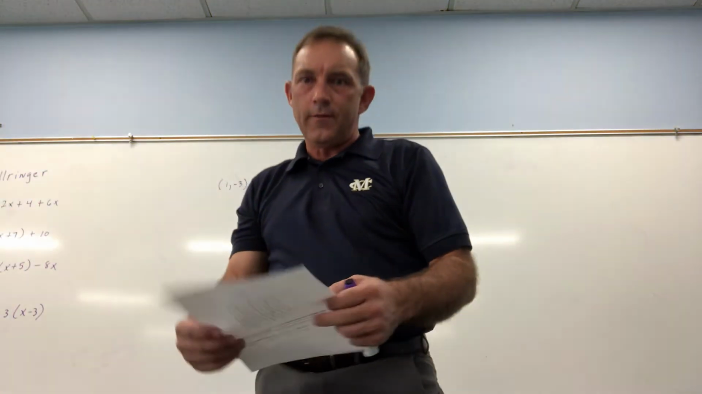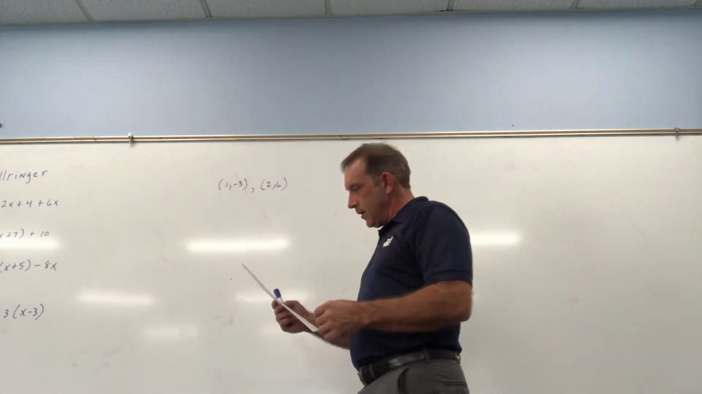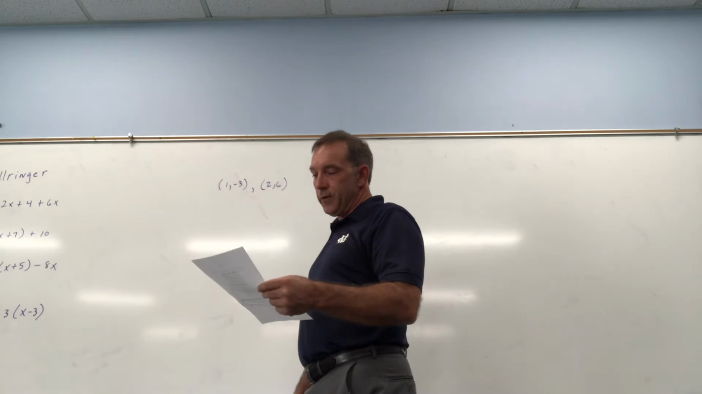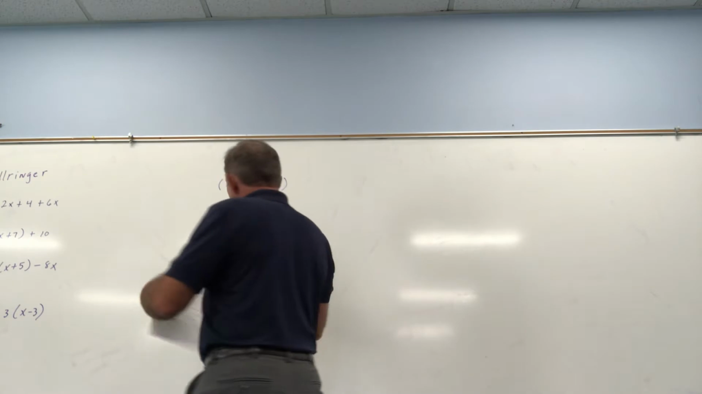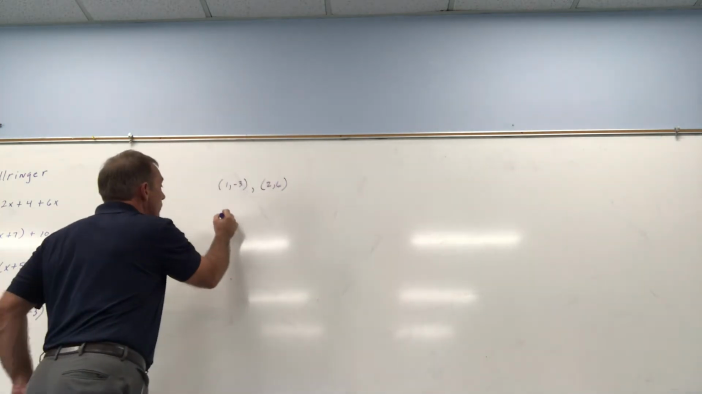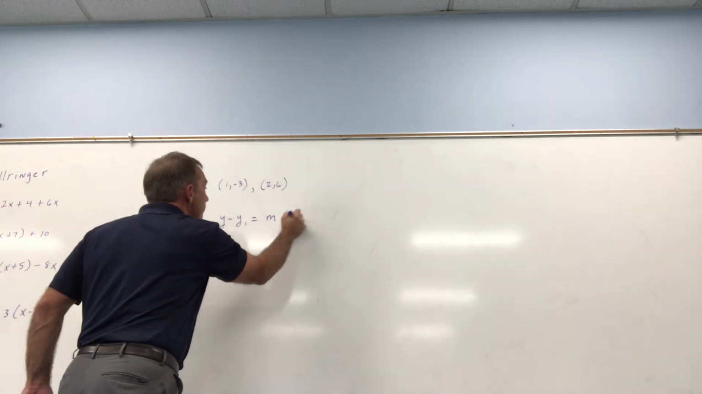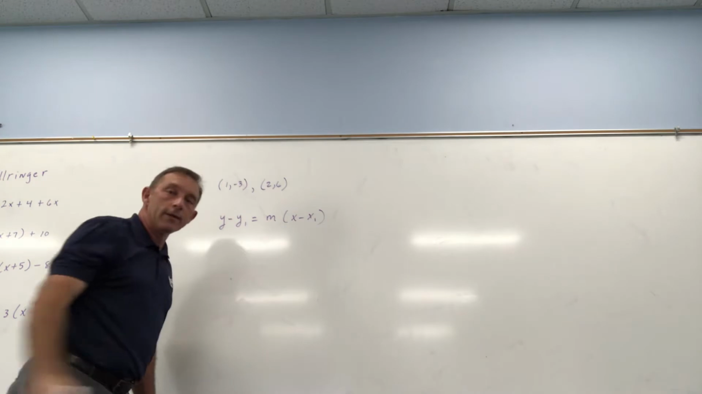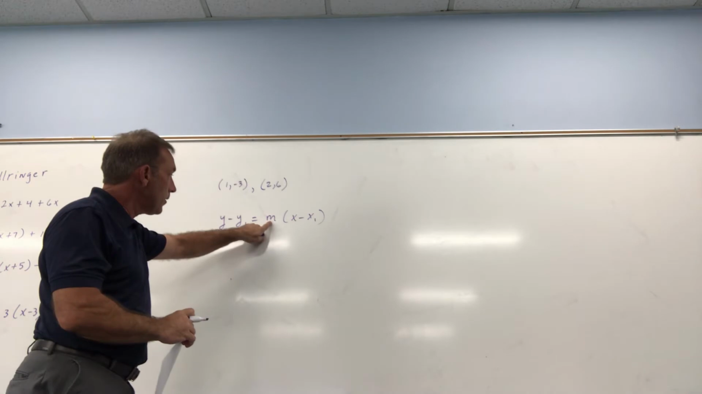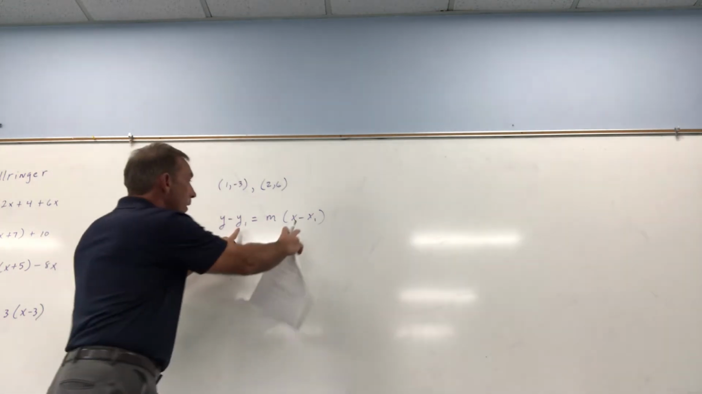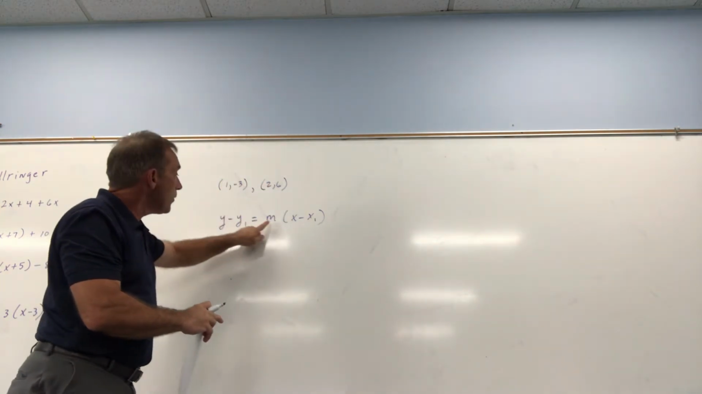So I want to go over the first test with you. Number one, we were supposed to find slope-intercept form of the equation of the line that passes through these 2 points. So what we're going to do is start with point-slope form, and then we'll turn that into slope-intercept form. So what we need for point-slope form is a slope and a point. Well, we've got 2 points, so we're good there, but we do need a slope.